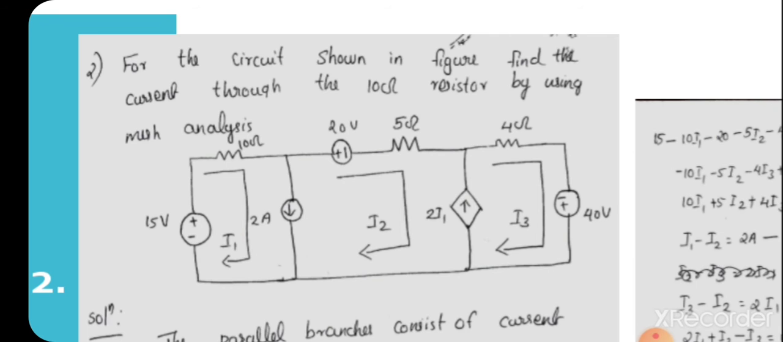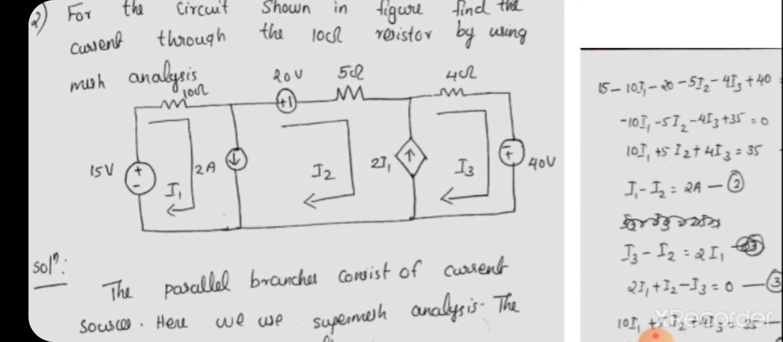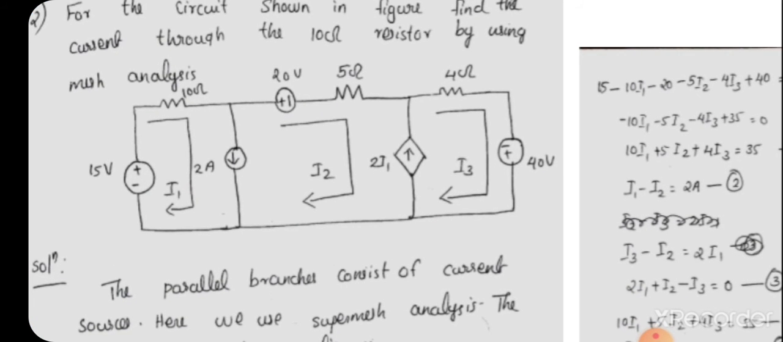Okay, so this is a question, and you can solve this question by using mesh analysis. You can see that in this figure. Usually mesh analysis is used to solve a circuit containing a larger number of voltage sources. If any current sources appear in that circuit, you can go for super mesh analysis.